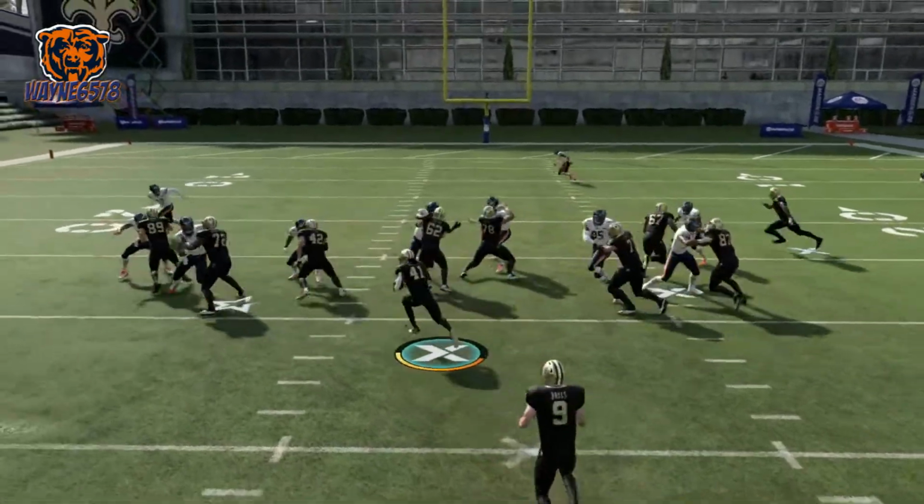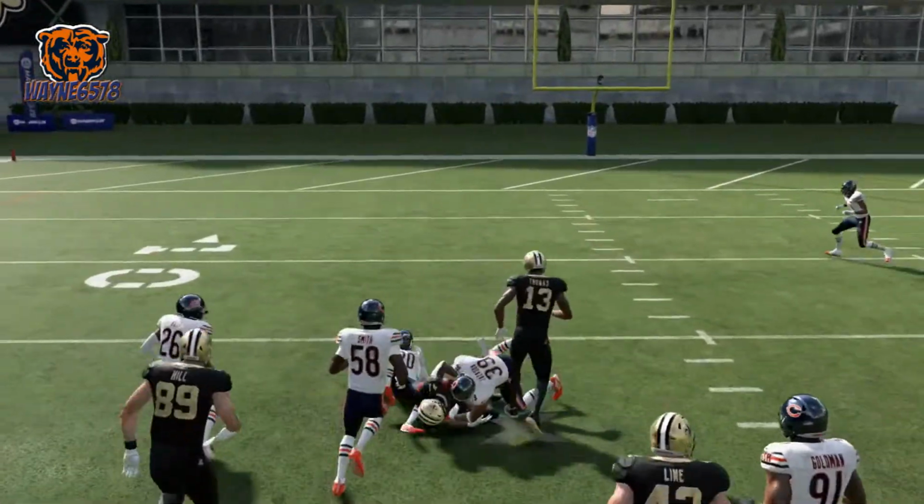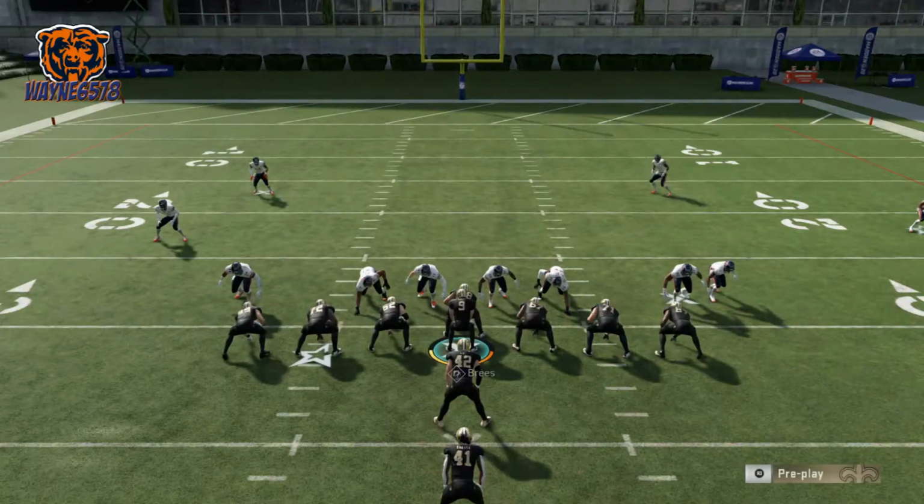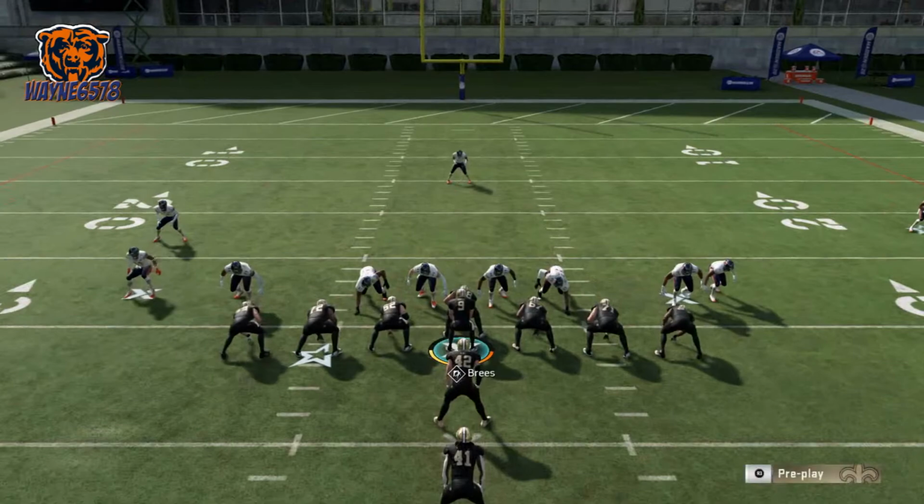I also do not hit turbo until I'm in the open. That is key to this play. If you hit turbo while you're in the backfield, you probably will get block sheds.